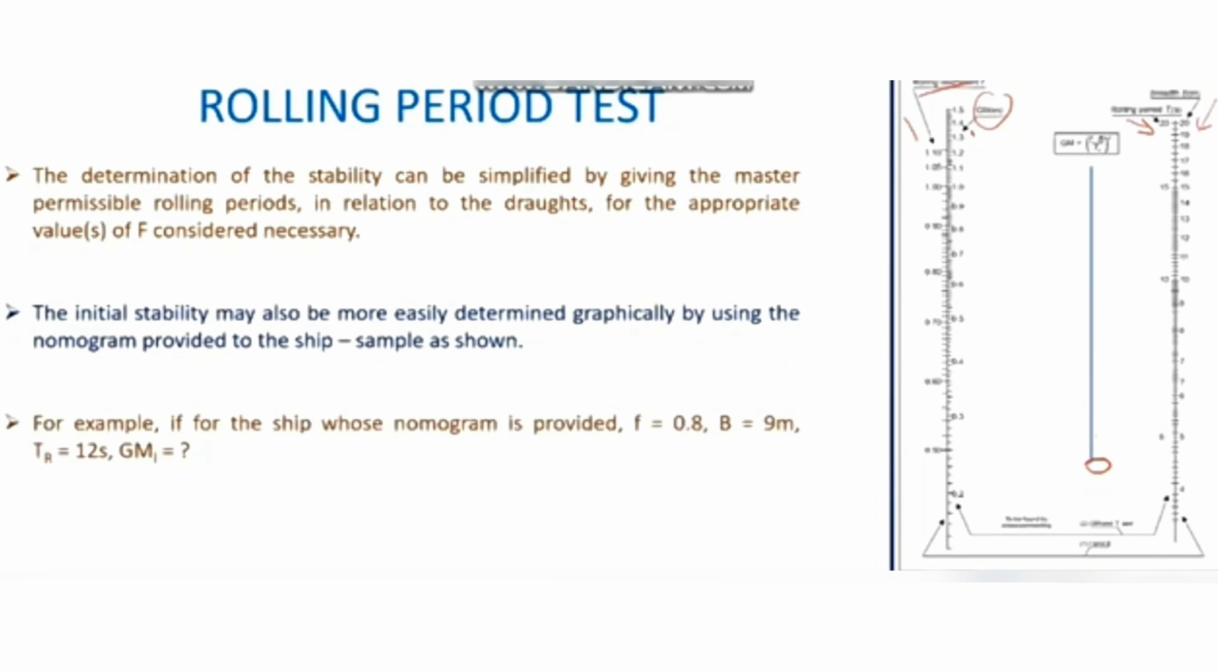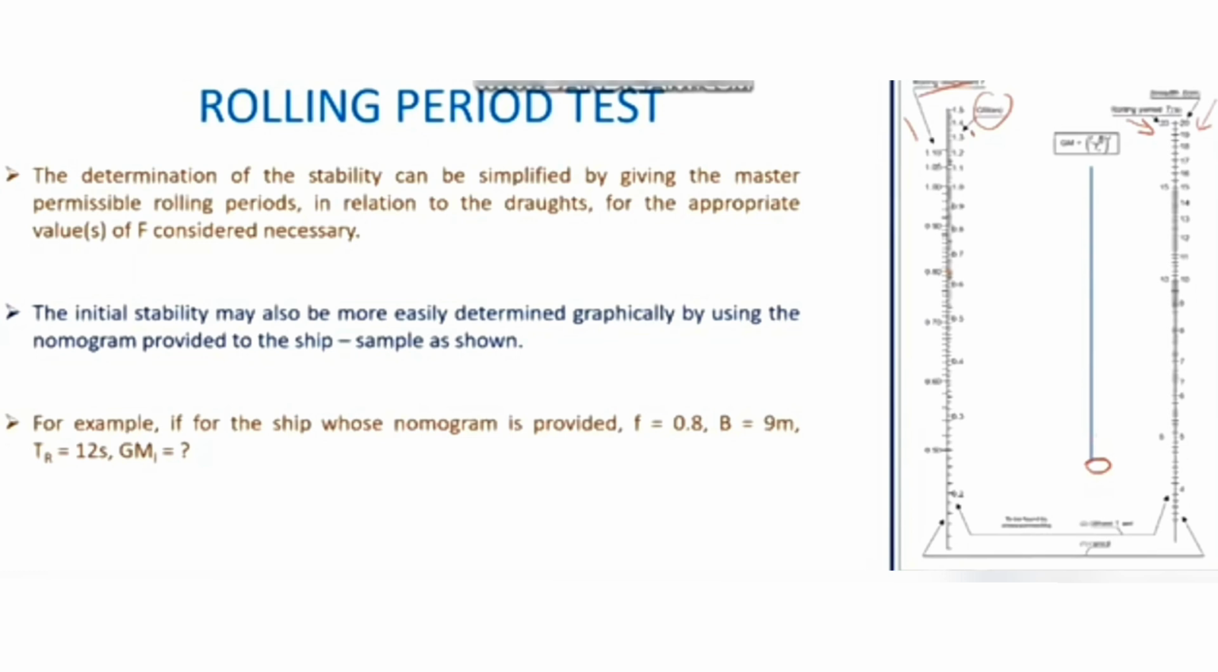For example, if you have to use this figure, nomogram, to obtain the GM, if F is 0.8, B is 9, TR is 12 seconds, how much is the GM? How this was used, let me just tell you. You see, first, what do we plot, the F? Where is the F plotted? You can see the red one.